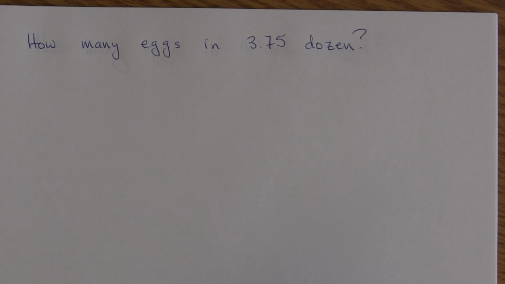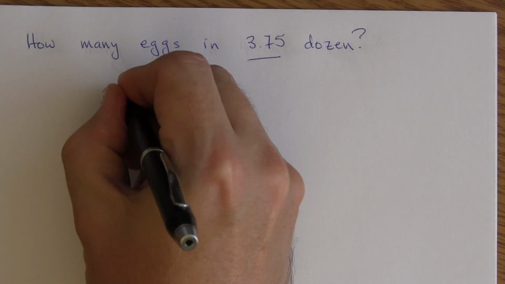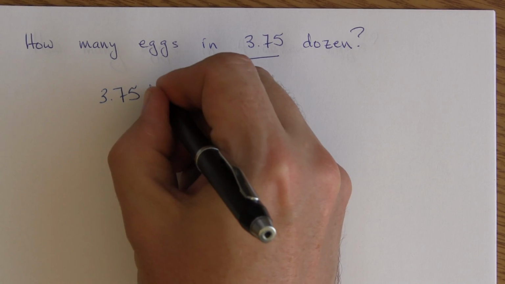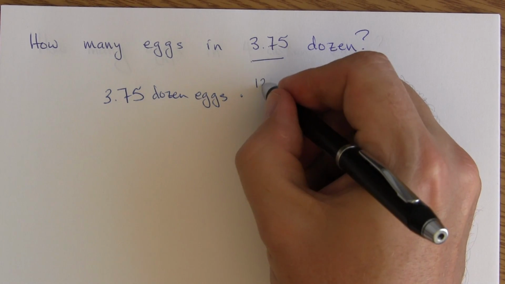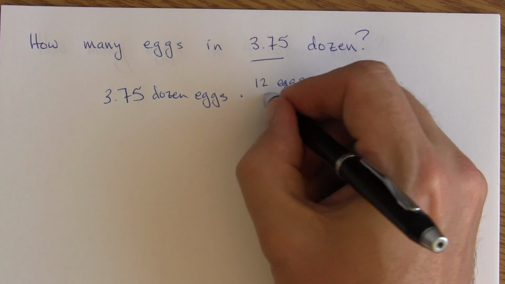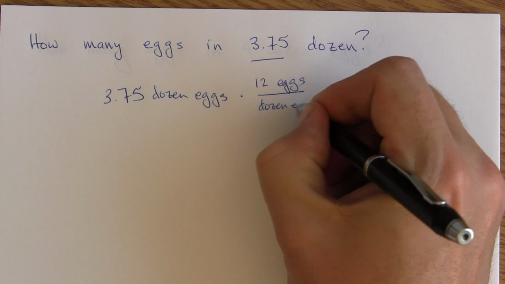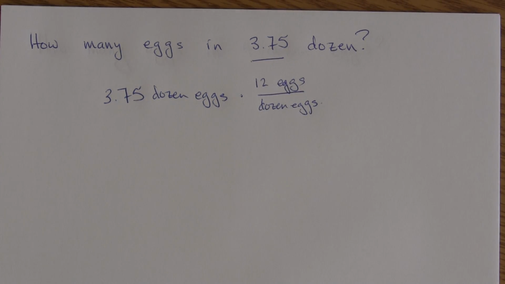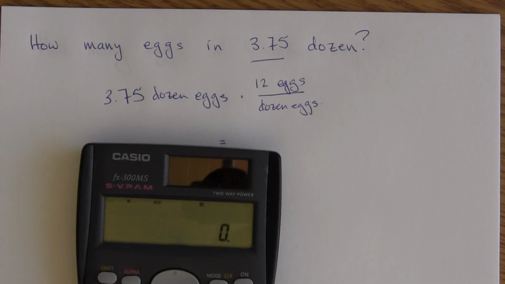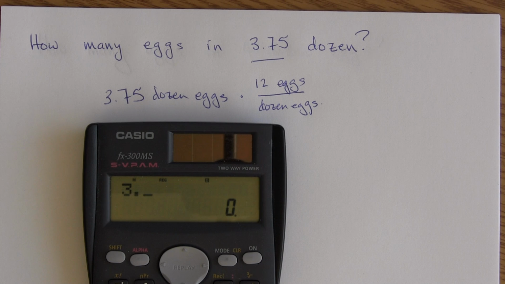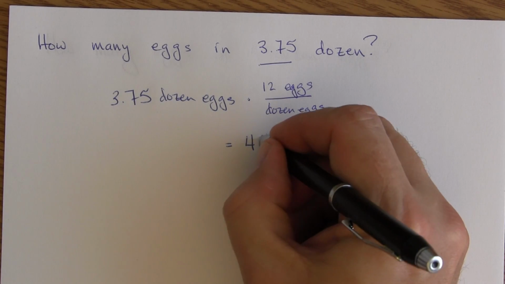How many eggs in 3.75 dozen eggs? Well, this seems relatively simple. We take our 3.75 dozen eggs, and we multiply that by 12 eggs per dozen eggs, because that's the definition of a dozen, and we go ahead and multiply. We get out our calculator and we'll say 3.75 times 12, and we get an answer of 45 eggs. So we'll write that down, 45 eggs.